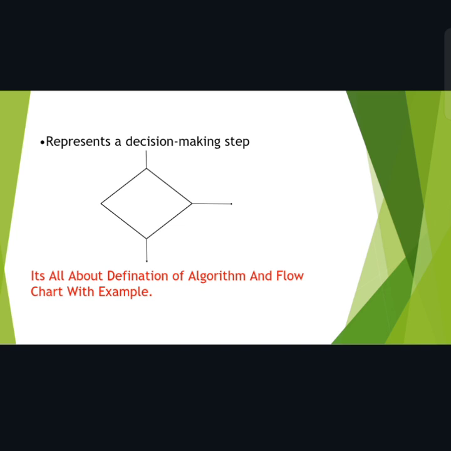So this is all about the definition of algorithm and flowcharts with examples. So to sum up, an algorithm is like the brain of the solution. It plans what to do step by step. A flowchart is the face. It helps us visualize the steps clearly. Together, they form a strong foundation in programming and problem solving.